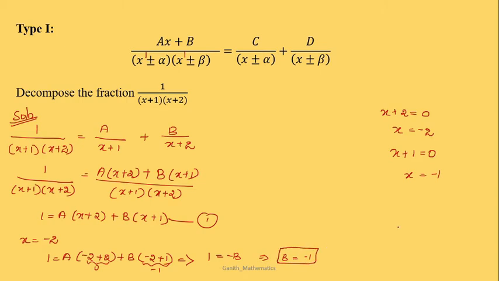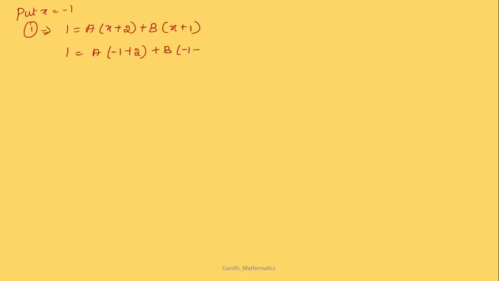Now we are going to find a. So for a, put x is equal to minus 1. Our first equation is 1 is equal to a into x plus 2 plus b into x plus 1. So I am going to substitute x is equal to minus 1 in this. Left hand side as it is, a into minus 1 plus 2 plus b into minus 1 plus 1. What is minus 1 plus 1? That will be 0. 0 into anything will be 0. And this will be a into 2 minus 1. 2 minus 1 is nothing but 1, which implies that a is equal to 1.